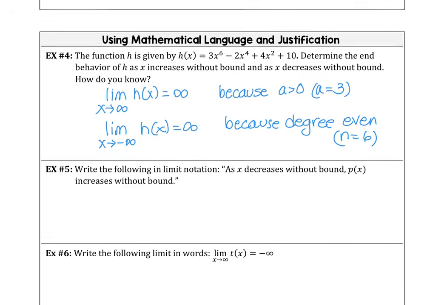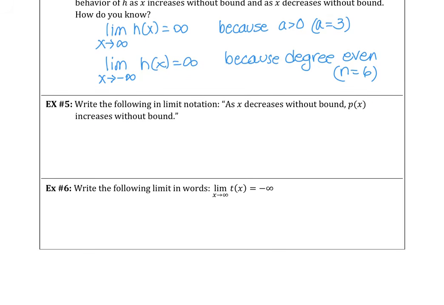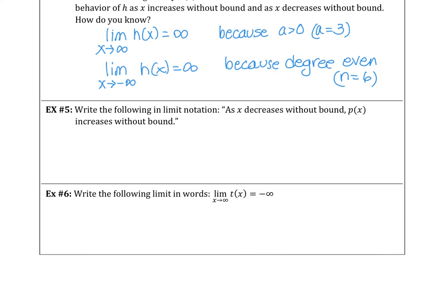So the behavior is going to be the same on the left and the right. Example 5, write the following in limit notation. So we're going to translate this statement into a mathematical sentence. As x decreases without bound, so the limit as x approaches negative infinity, our function is named p of x, it is going to increase. So the y values are going to increase without bound.